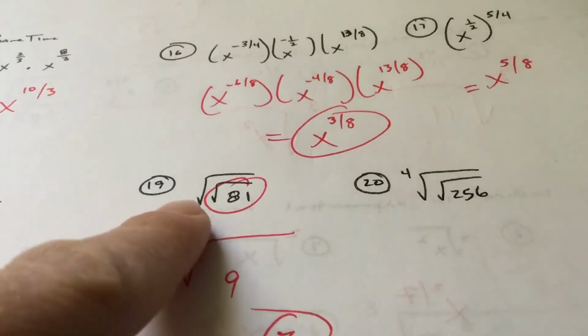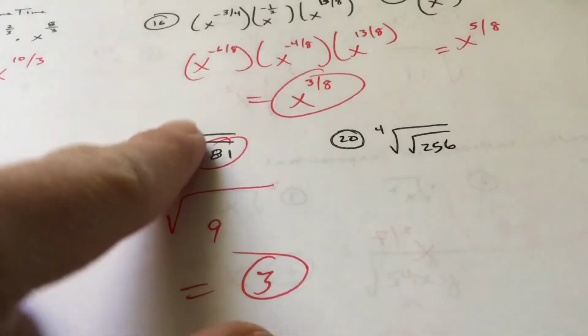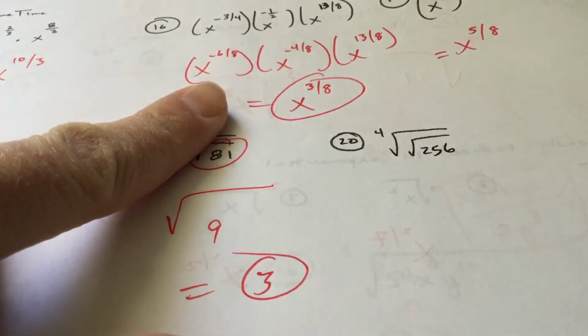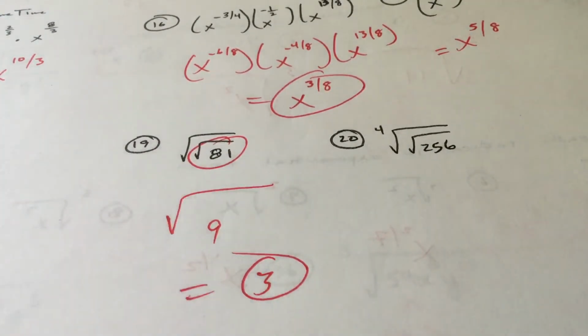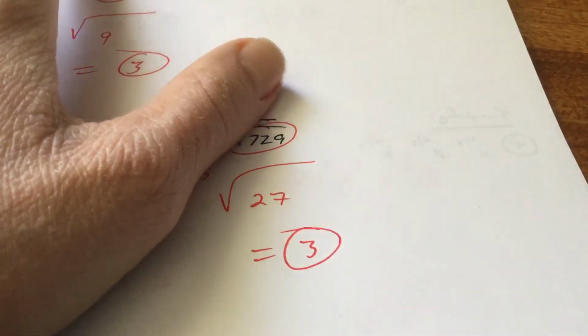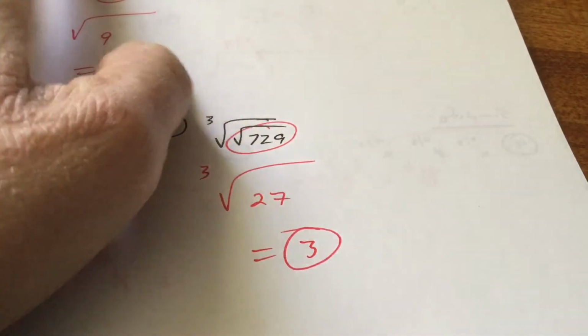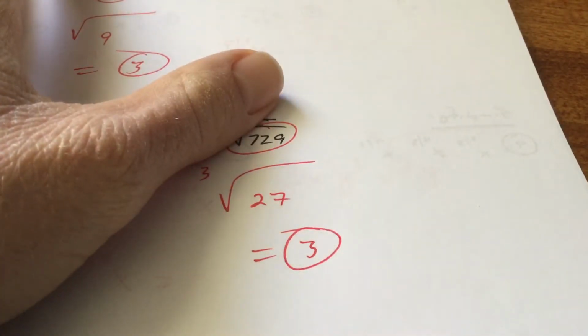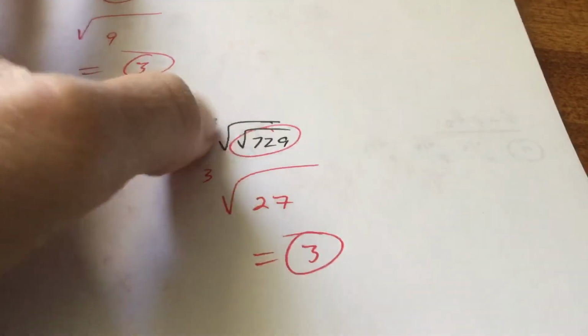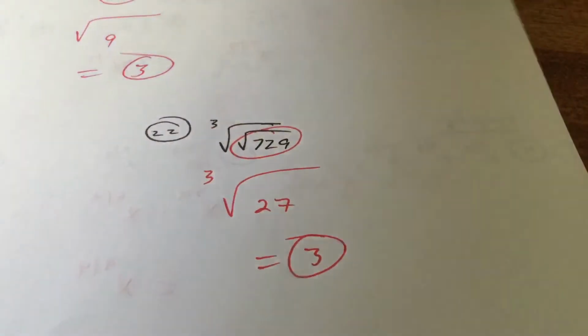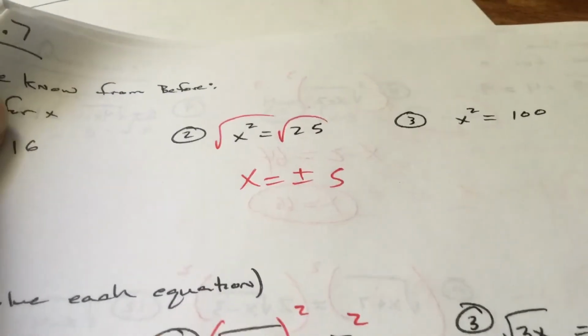Number 19, square root of a square root, inception style here. You're going to do the square root of 81 first, which is 9. Then you're going to take the square root of 9, which is, piece of cake, 3. See this one? You're going to take the square root of 729, and I'll teach you, you're really taking the 6th root of 729 for your answer. The square root of 729 is 27. Then you're going to take the 3rd root of that, which is 3. All right, let's go to the next page, which is page 8.